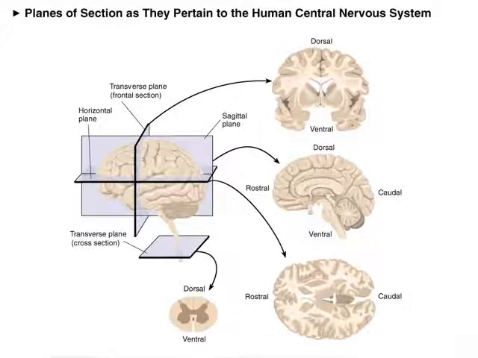So this is the brain. We have the three sections or three planes, two vertical and one transverse. The transverse divides the brain into superior and inferior. The sagittal divides the brain into right and left. The coronal section divides the brain into anterior and posterior.